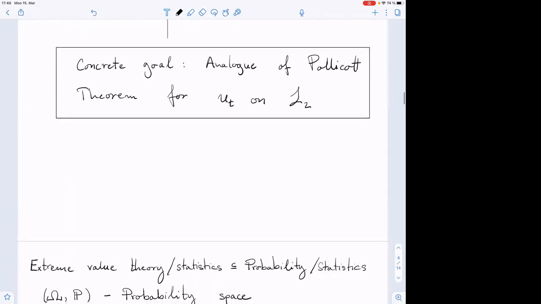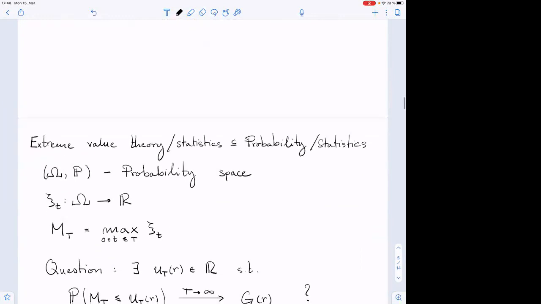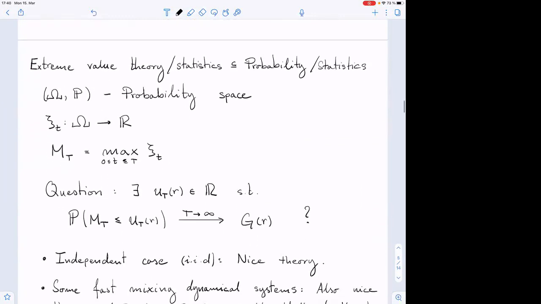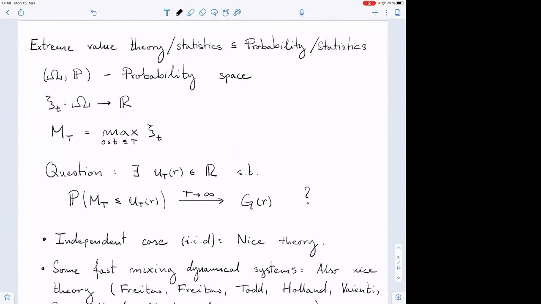But before I get to our theorem, I just want to do a quick detour into extreme value theory or extreme value statistics, just to tell you where these kinds of problems come from from a statistical point of view. It is a subfield of probability and statistics, where you try and understand these statistical limit theorems. So maybe you could say it's a sibling of the central limit theorem.